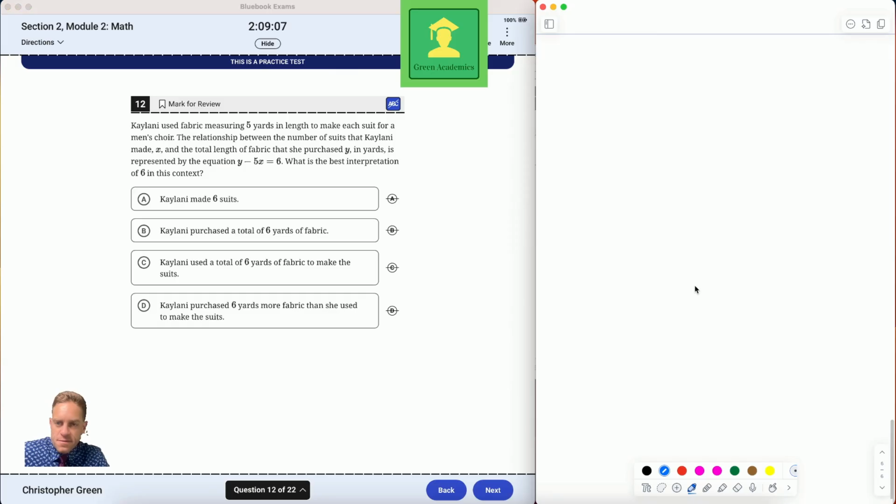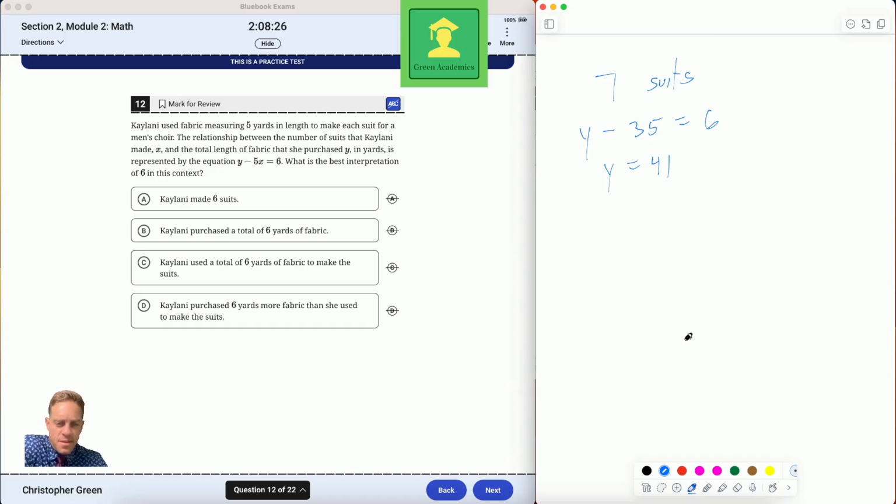Kailani used fabric measuring 5 yards in length to make each suit for a men's choir. The relationship between the number of suits that Kailani made, x, and the total length of fabric that she purchased, y, in yards is represented by the equation. What is the best interpretation of 6 in this context? 5 yards in length to make each suit. y minus 5x equals 6. So suppose for a second she made 7 suits. It would be y minus 35 is 6. So y itself was 41 to start with.